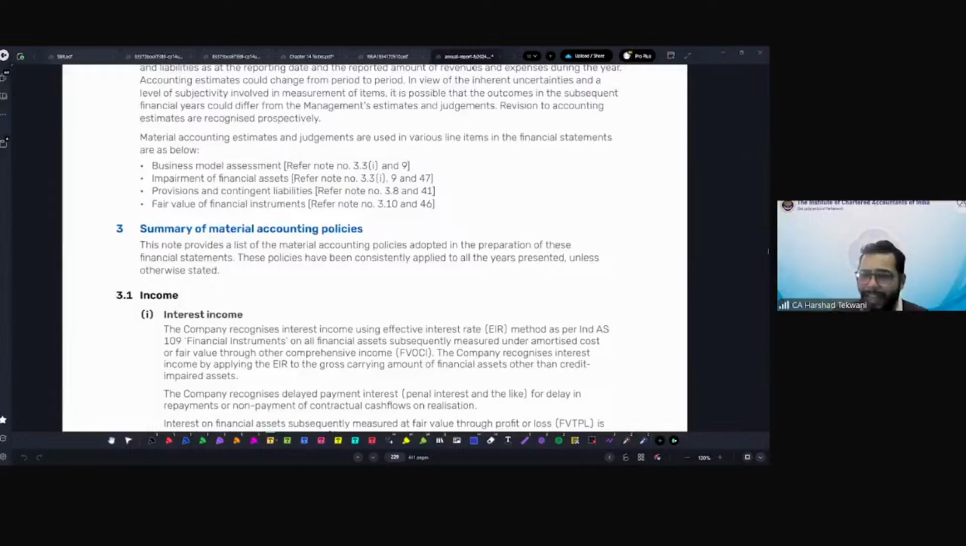So there are multiple sections in the long form audit report. Have you got any chance any time to go through the long form audit report? How many of you have seen the long form audit report?